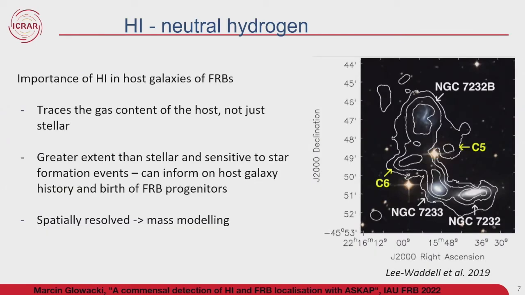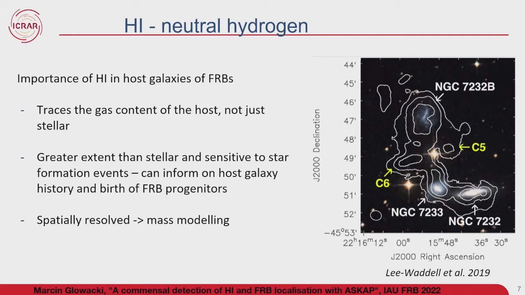Firstly, HI gives you the gas content, not just the stellar, but as signified in that previous plot and on the right here, we have 3 different galaxies and they are all contained together within this HI envelope. So using the greater extent of neutral hydrogen gas, we're sensitive to star formation events, and we can also better trace the recent history of the galaxy, such as galaxy interactions or merger events. And this will be important in turn to consider the birth of FRB progenitors, and there's been some discussion already in the first talk of this session.